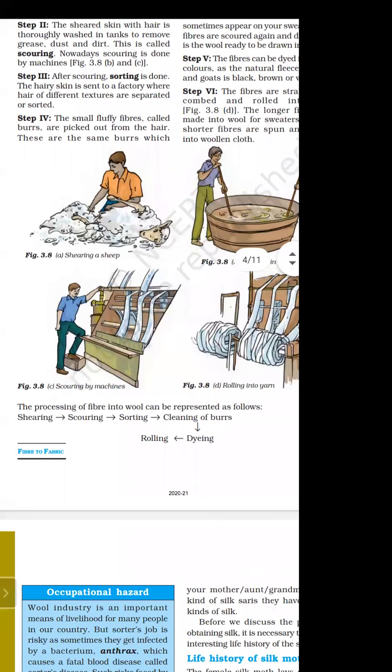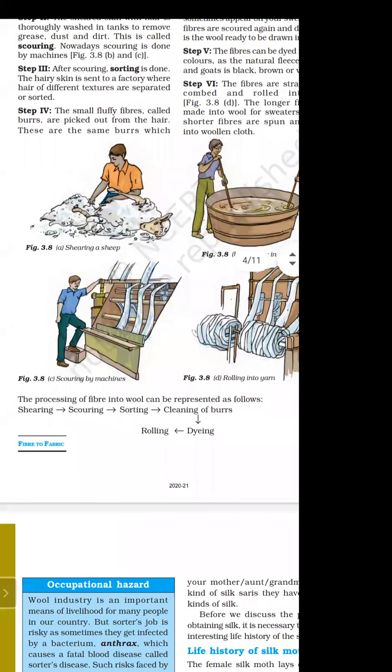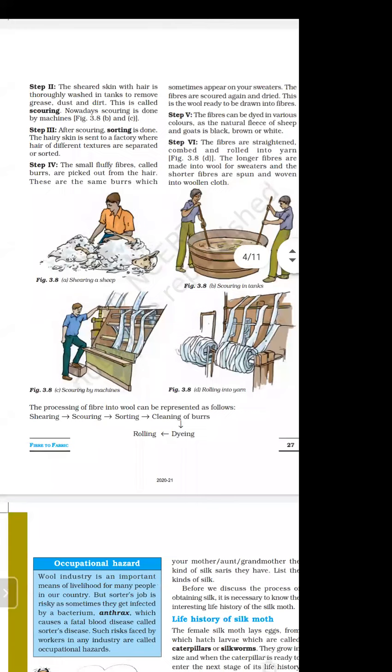So what we have done till now, we have discussed the processing of fiber into fabrics. So what are the steps in the processing of fiber into wool? The processing of fiber into wool can be represented as follows. You can see very well in this diagram.